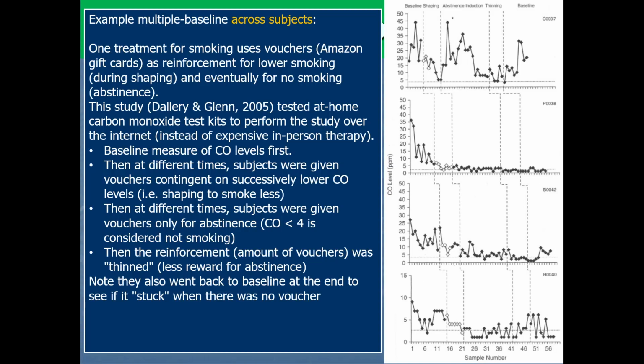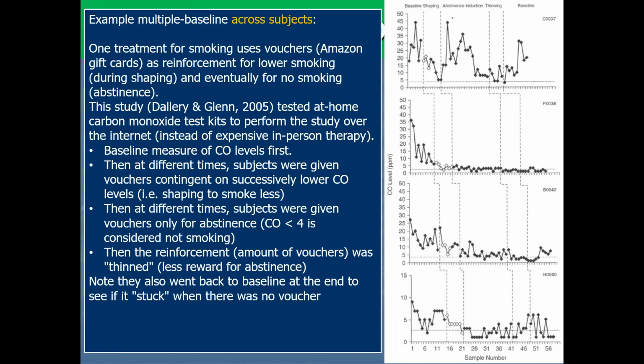There they did note in the article that person had a major family issue early in the abstinence period, hence why things shot back up and the treatment may not have stuck very well for that person. But anyway, that's a real world example of multiple baseline across subjects.